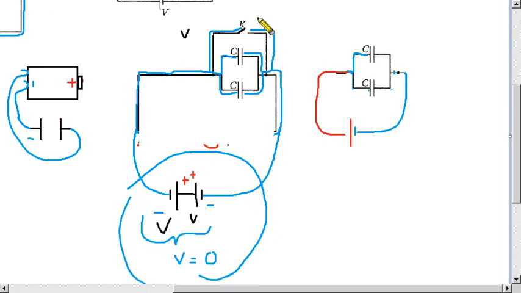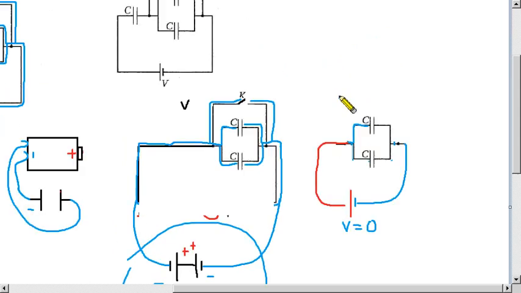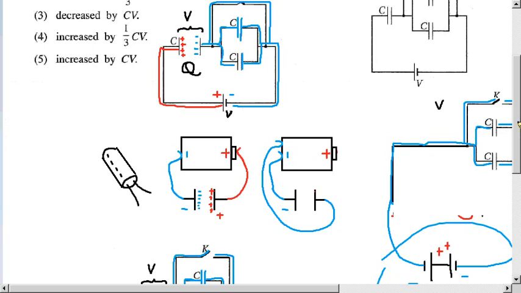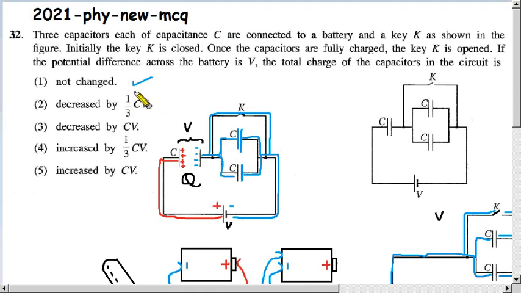Therefore these condensers don't get any voltage. So we can write something like this. Therefore this battery voltage is now 0. So this one doesn't get any charge. So therefore the charge doesn't change because these condensers don't get extra charge. So therefore the answer is again not changed.